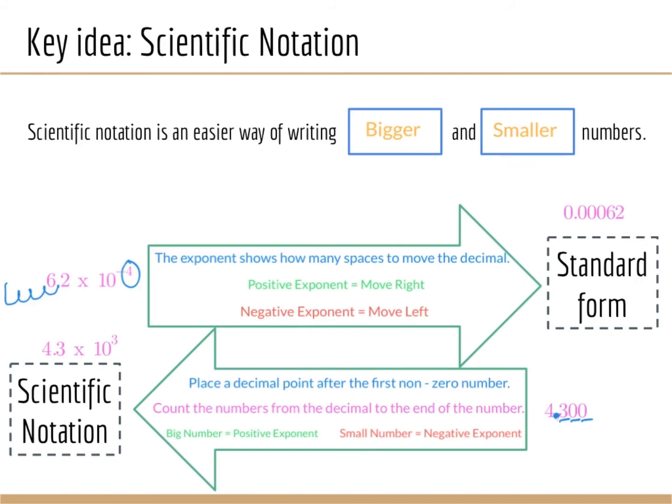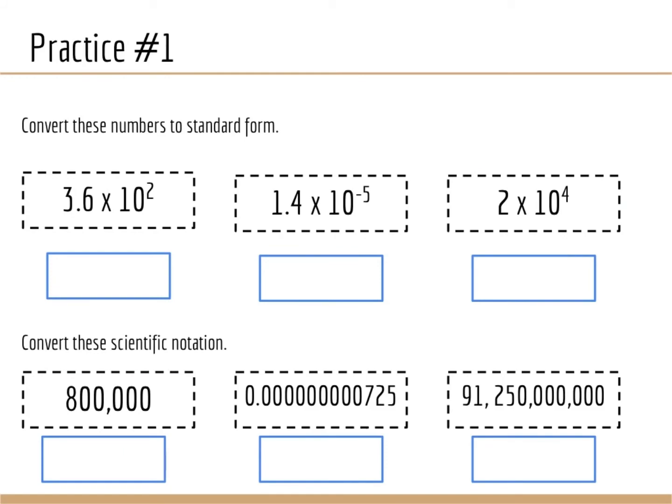Now let's try some practice on your own. So here we are at practice number 1. The top row says to convert these numbers to standard form. The bottom row says convert these numbers to scientific notation. I want you to go ahead and pause the video now, try these 6 on your own, then press play again to see if you have the correct answers.